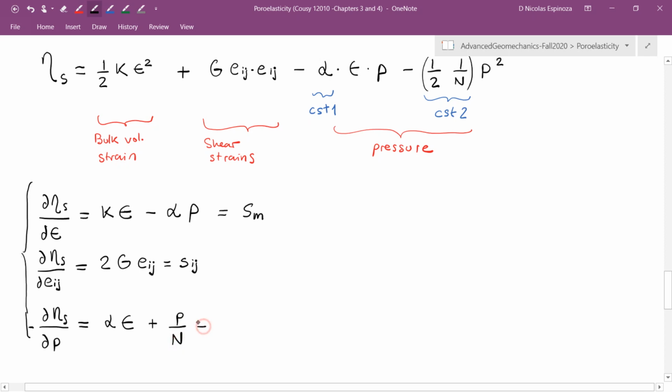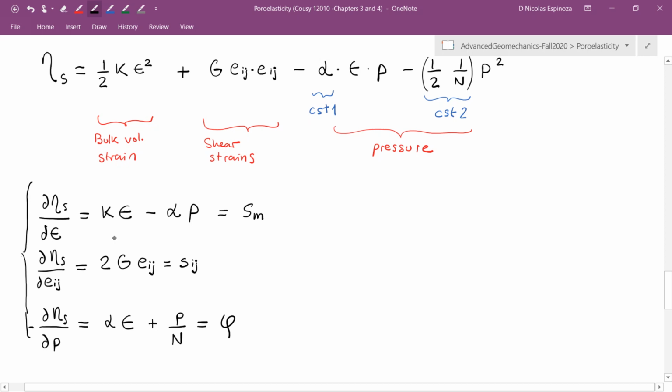And this is going to be equal to, by analogy with the first equations that we wrote, the change of porosity. And these three equations are the three basic and fundamental equations of poroelasticity, where we have the equation for total stress as a function of pressure and strain.